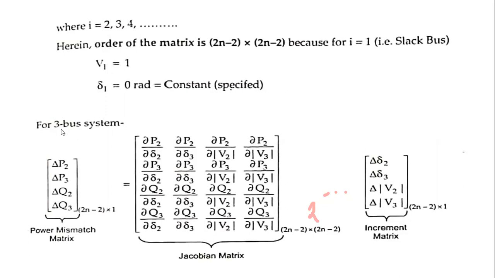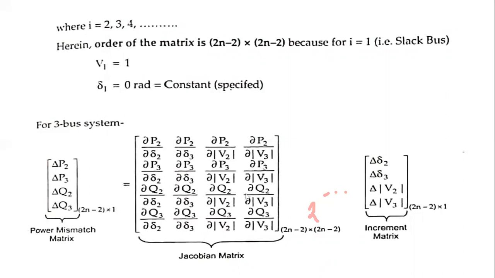Suppose we consider a 4-bus system, then the dimension for that matrix is 2 into 4, 8, 8 minus 2, 6. A 6 by 1 matrix. 6 means we take delta P2, delta P3, delta P4, with bus 1 as the slack bus, so we are not representing the 1 value. Therefore also delta Q2, delta Q3, delta Q4. In the 3-bus case, bus 1 is the slack bus, and that's why the dimension for this matrix is 4 by 1.